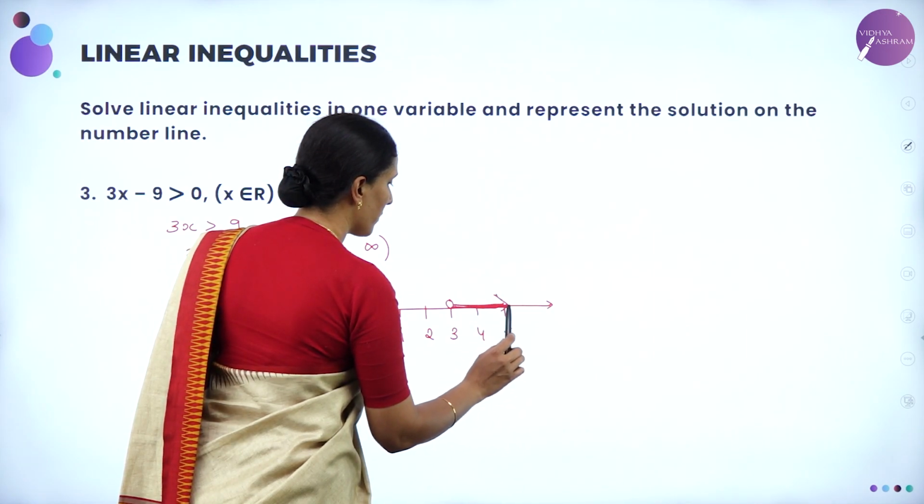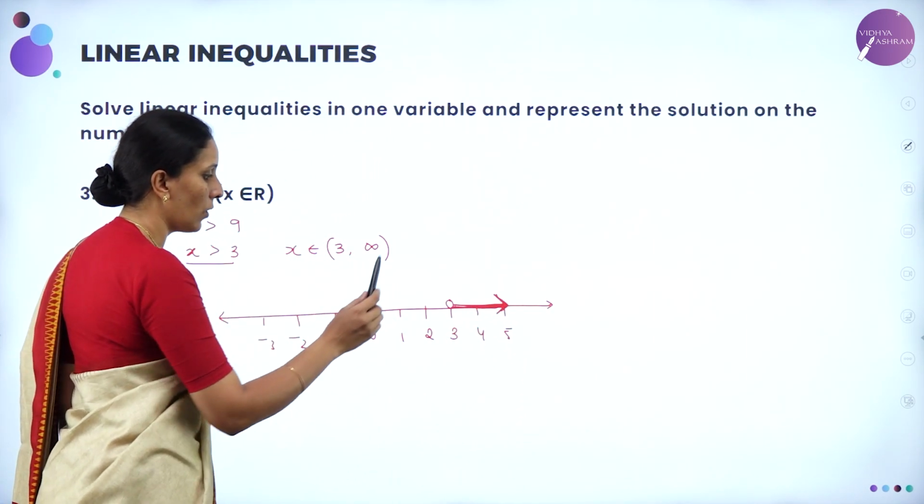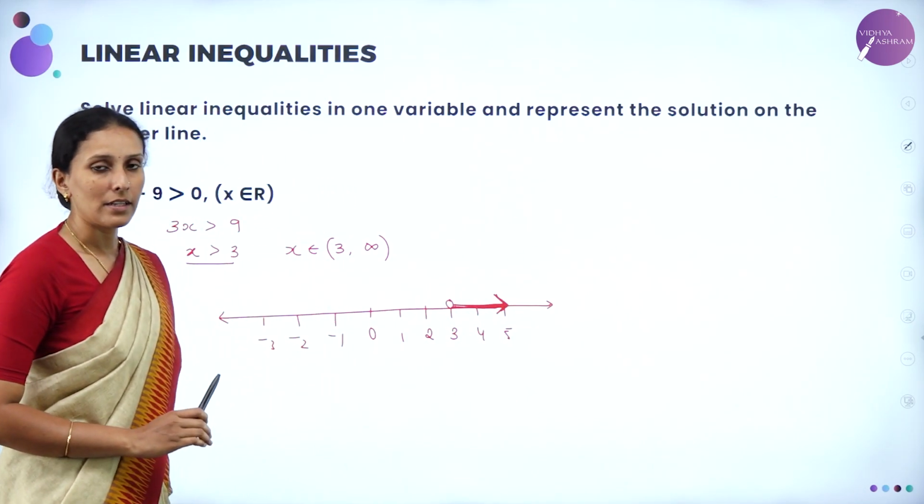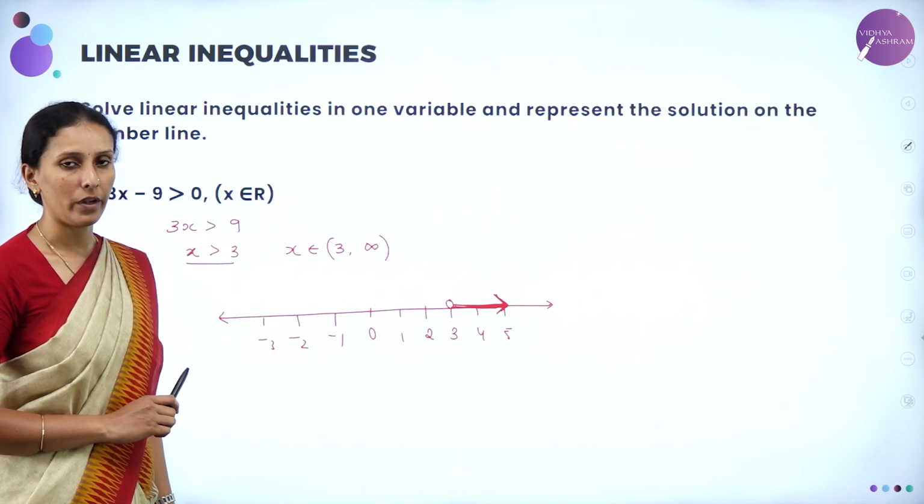So therefore, I'll write an arrow mark here. Any number which is greater than 3 on the number line represents the solution for the given inequation.